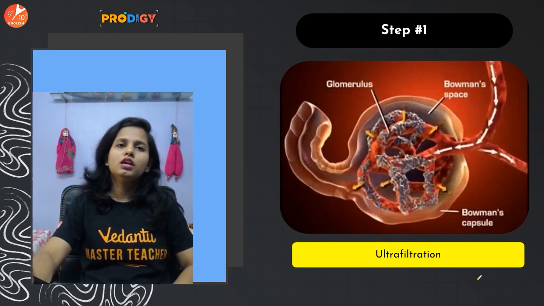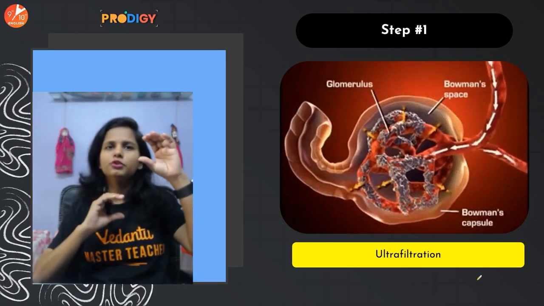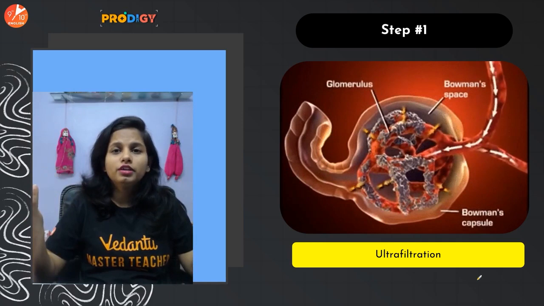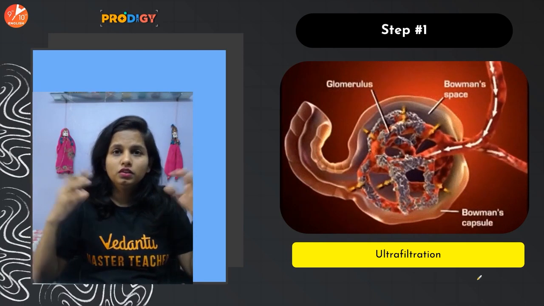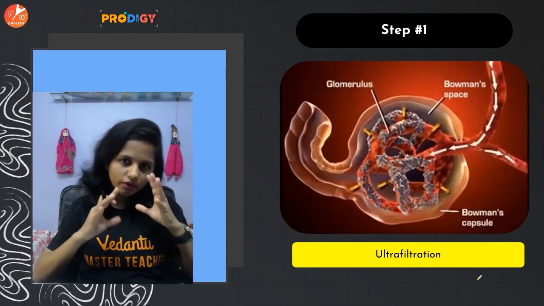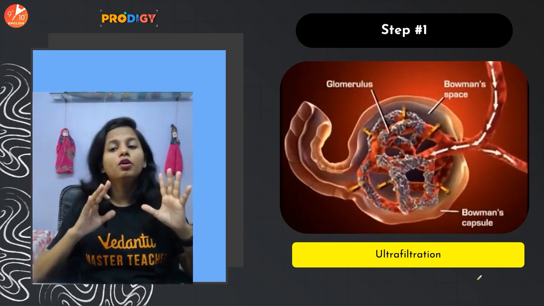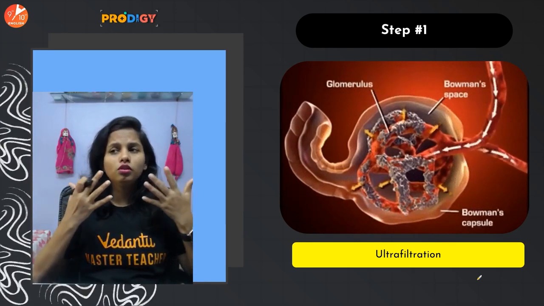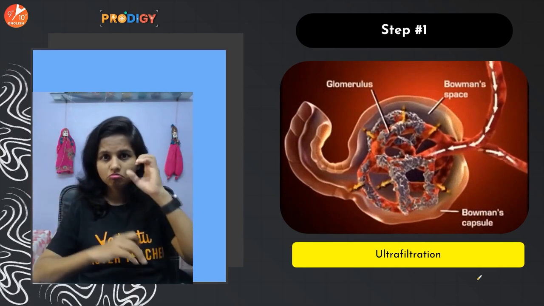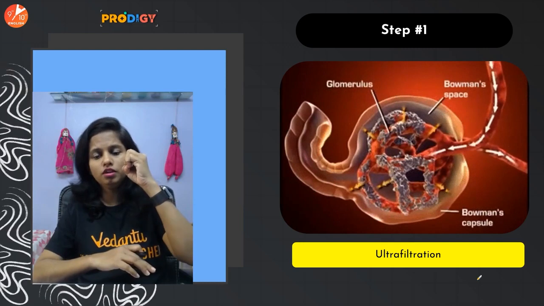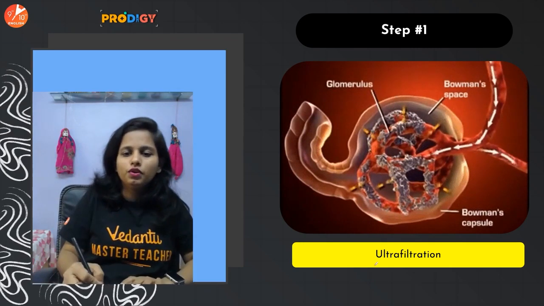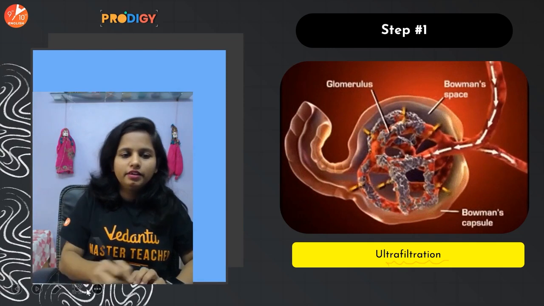Okay. So now, as I told that there is a difference in the lumen between the afferent and the efferent arteriole, a greater hydrostatic pressure is being created. This much pressure is found nowhere in the capillaries in our body, only and only in the glomerulus. Now because of this, almost all the liquid part of the blood is getting filtered out in the glomerulus. Okay. So that's the reason why this step is what we call it as ultrafiltration.